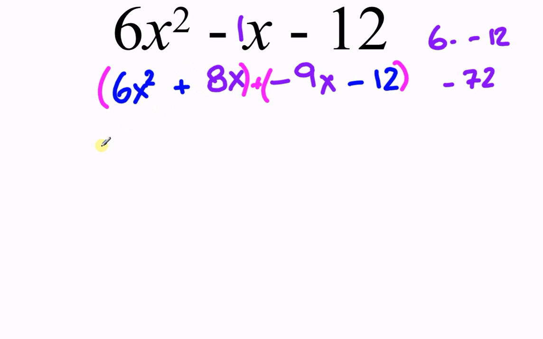I can take a 2 out. So 2 comes to the front. I can also take an x out there. So 2x comes to the front. 3x plus 4 will be what's left. I have a plus here. I'm going to see that these are both negative, so I can take a negative out with my GCFs.